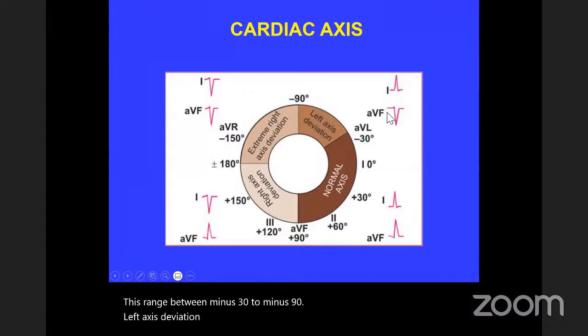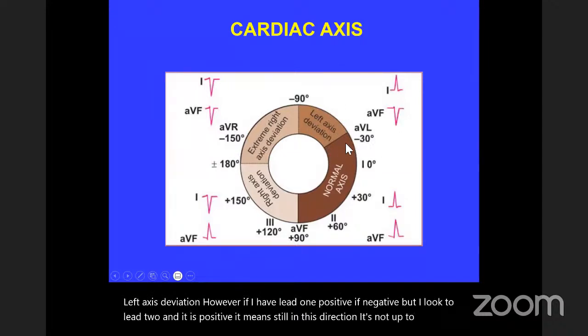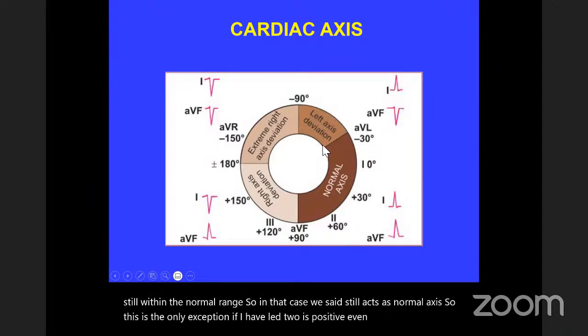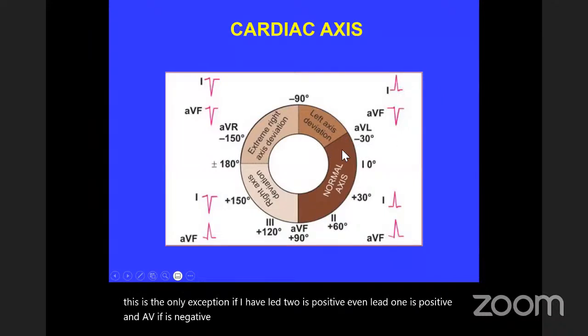However, if I have lead 1 positive, aVF negative, but I look at lead 2 and it is positive, it means it's still in this direction. It's not up to the left, it's still within the normal range. So in that case, we say no, still normal axis. So this is the only exception. If lead 2 is positive, even if lead 1 is positive and aVF is negative, we see the axis is still within the normal range.